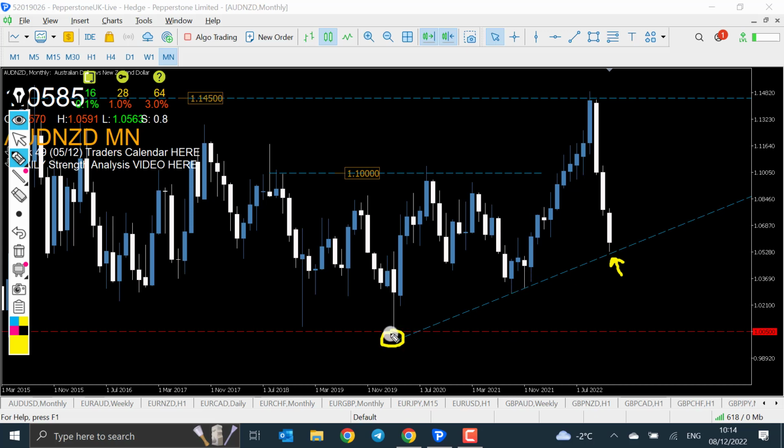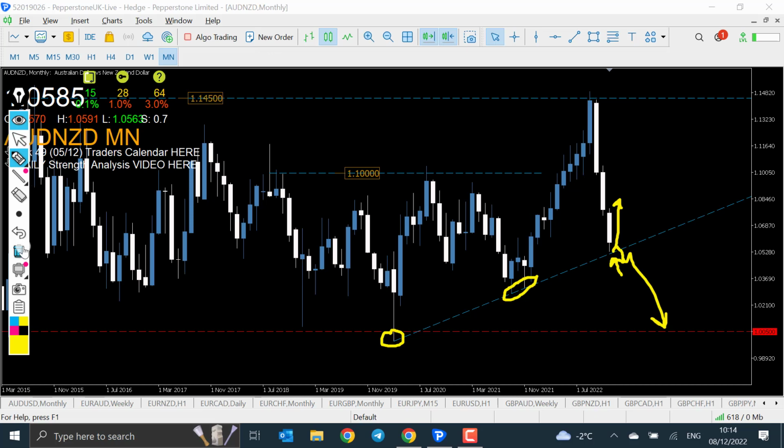You can see we had that form back in November 2019, and we've had a couple of tests on that trend line. Now we're coming into another test. So are we going to see price rebound from this trend line and move to the upside, or are we going to see price break through it and remain in this overall range that you can see above it?